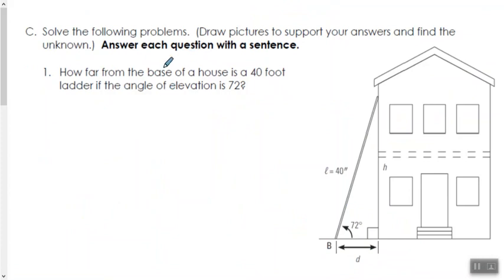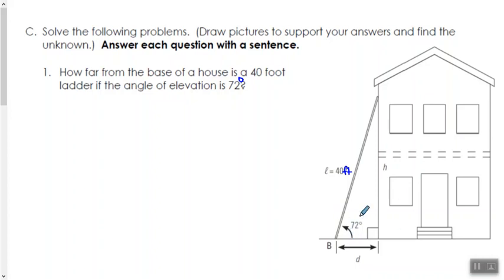So solving the following problems, drawing pictures to support our answers and find the unknown. Now, first off, there's a problem with our question because this is a house and a house is not 40 inches long. This should be 40 feet. So we're just going to write feet in here actually. So how far from the base of a house is a 40-foot ladder if the angle of elevation is 72, and there should be a degree sign there. So 72 degrees. All right, so first step, same thing.